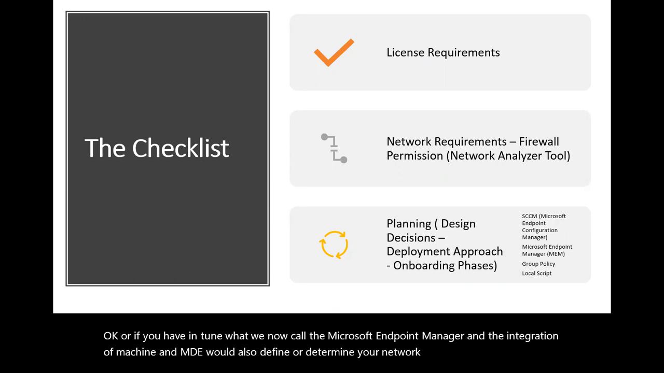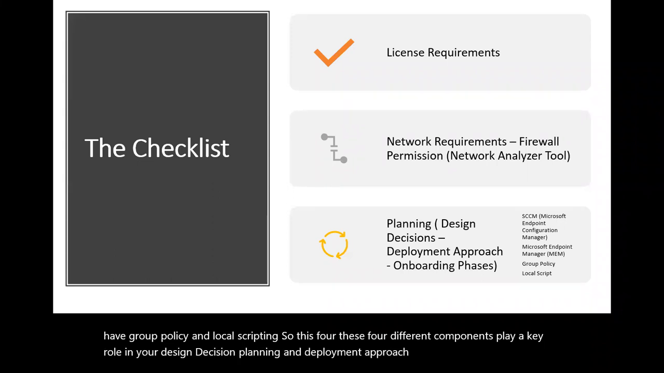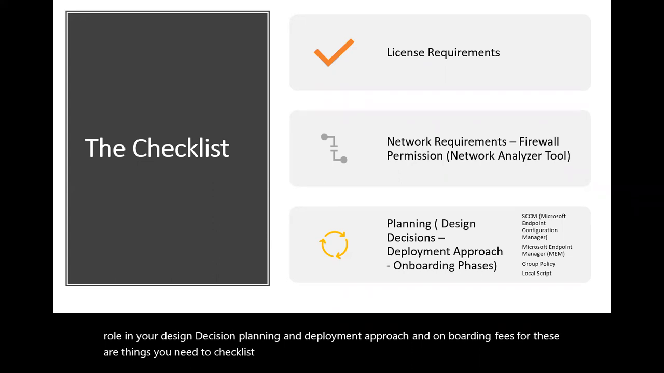And then we have group policy and local scripting. So these four different components play a key role in your design decision, planning, deployment approach, and onboarding phase. These are things you need to put on your checklist before you commence the rollout of Defender for Endpoint.